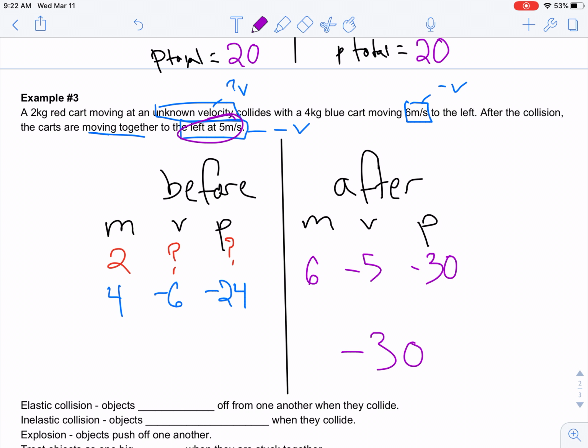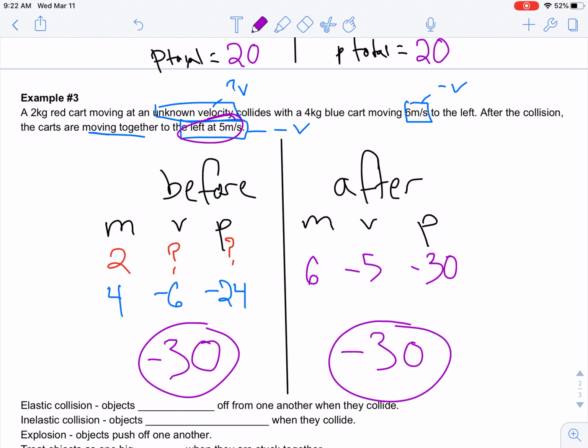Therefore, we know that the momentum after the collision is -30. Therefore, we know that the total momentum of the system before the collision is -30. How do we know that? In class, how do we know this? We know this because of the law of conservation of momentum.